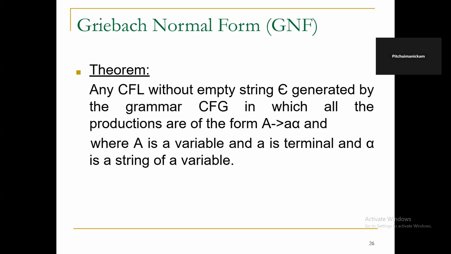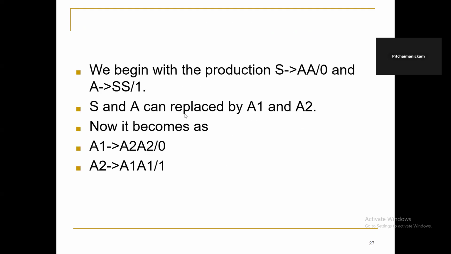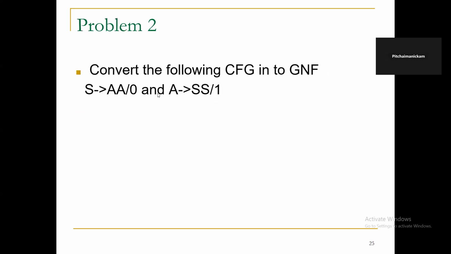Any CFL without epsilon can be generated by a grammar G in which all the productions are of the form A derives a alpha, where A is a variable, small a is a terminal, and alpha is a string of variables. You just note it down. Another problem is: convert the following CFG into Greibach normal form.